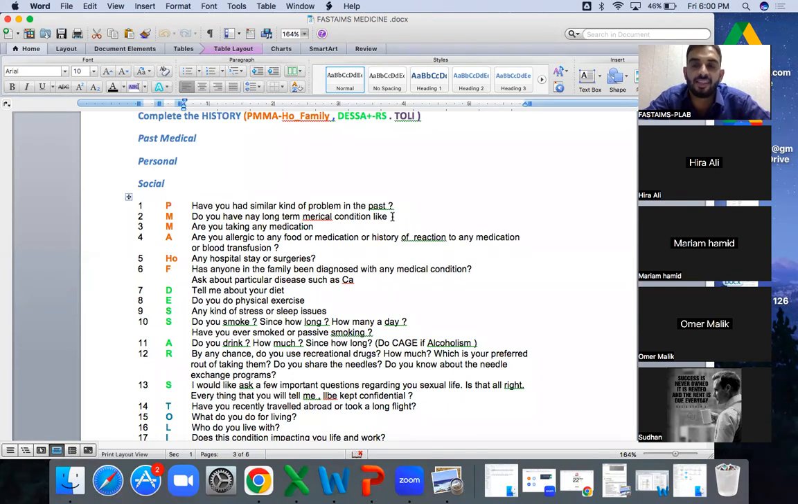When you are asking these, think about what diagnosis comes to your mind. For example, if it is MI, you are going to ask about cardiovascular things. You will ask, do you have any long-term medical condition like hypertension, diabetes? You are going to ask accordingly, about the things which are specific. Do you have any long-term medical condition? You need to ask questions.